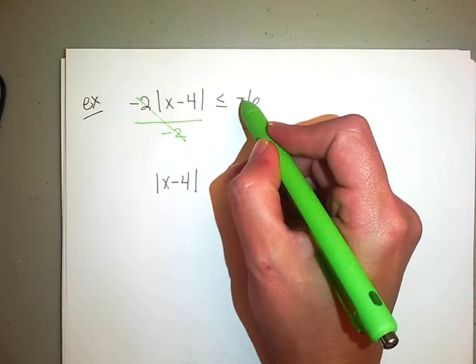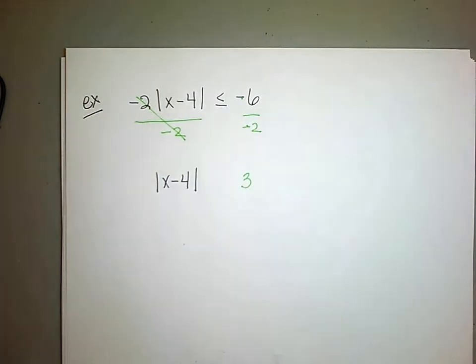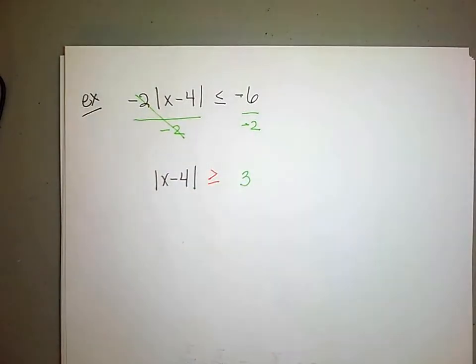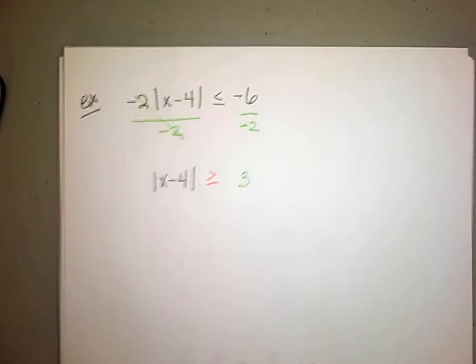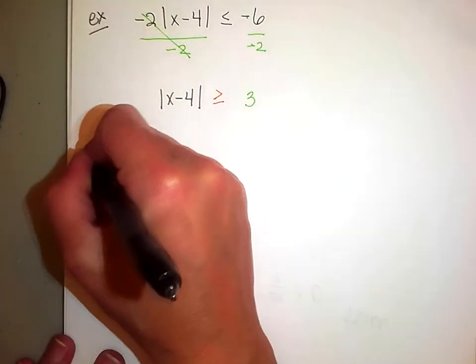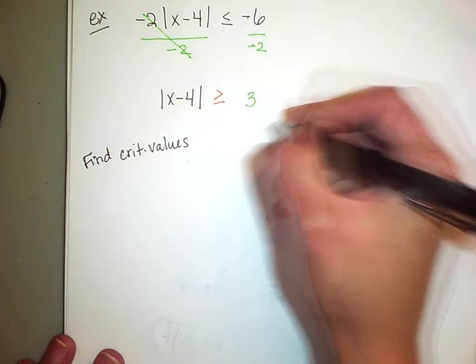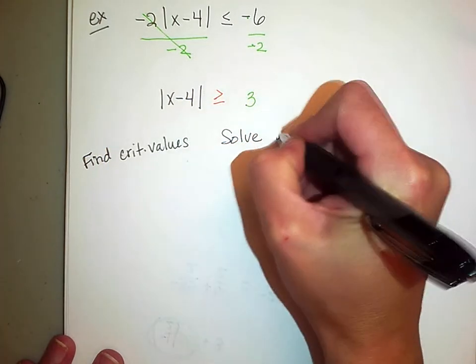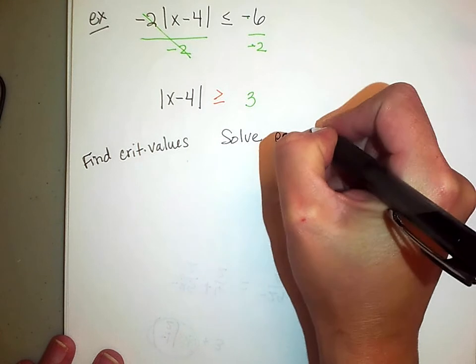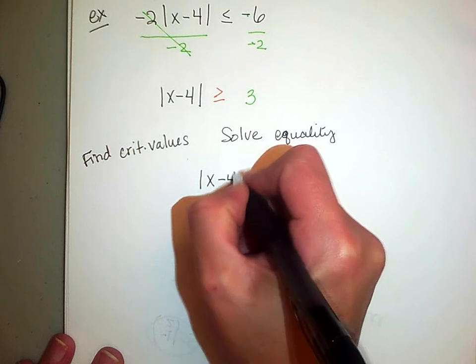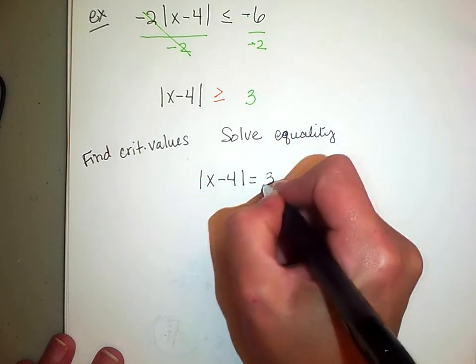On this side, the negative and negative become positive, and 2 goes into 6 3 times. But we're dividing by a negative, so don't forget to flip the sign. Then we just follow the process. I need to find critical values. So to do that, we need to solve the equality. So we need to solve the absolute value of x minus 4 is equal to 3.